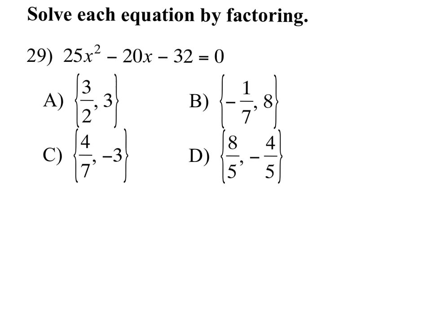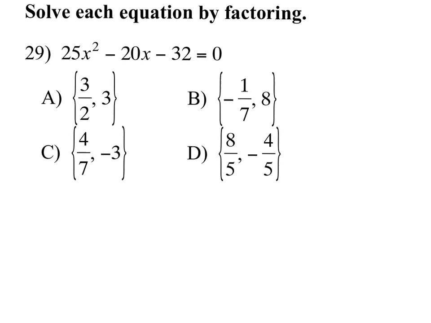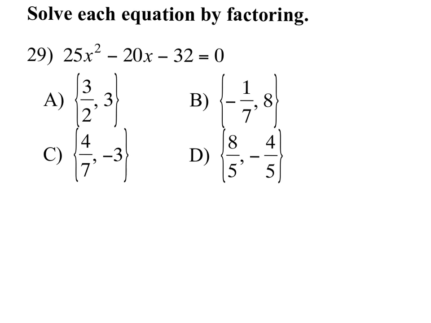We're going to solve by factoring. In this case, there are not any good numbers for me to divide by that all these are divisible by, so I've got to do this the long way. The first thing to do is do 25 times negative 32. That's my A times C number. And 25 times negative 32 is going to be negative 800. So I'm looking for things that multiply to negative 800 and add up to negative 20.